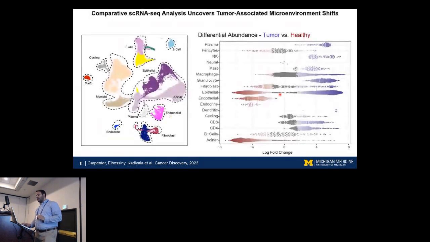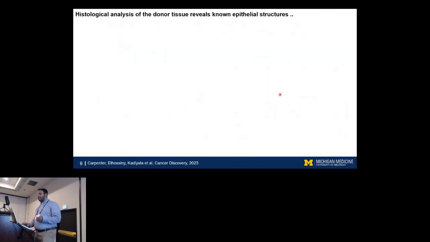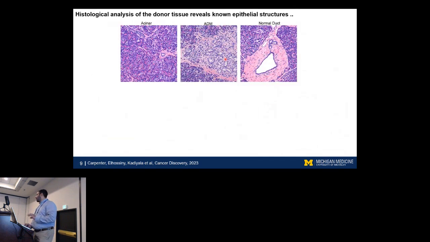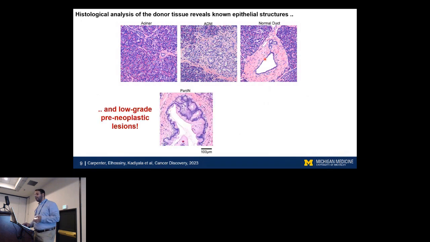So the problem that we faced, or the finding that we saw when we analyzed the tissue histologically, is we found the structures that we know about. Again, we have the acinar cells, we have a transition state called the ADM, and we have the ducts. Those are all known to be present, or expected to be present, in normal individuals. But what was quite surprising is we found PanINs.